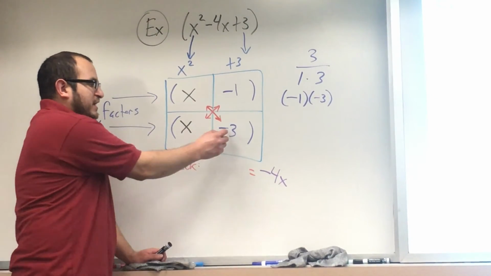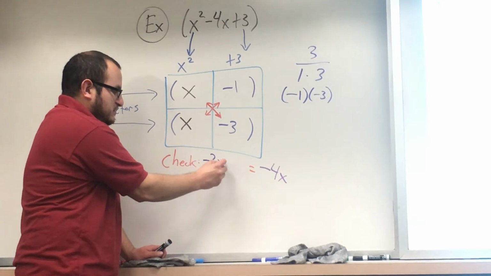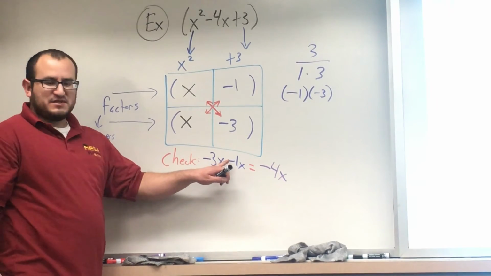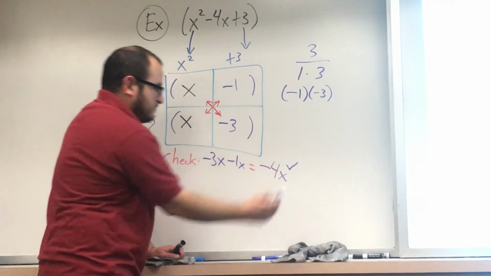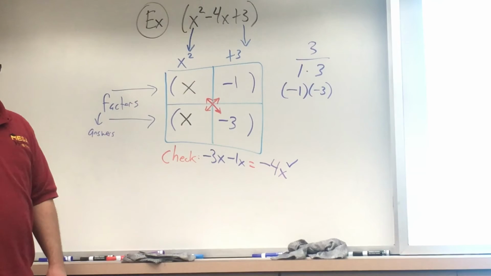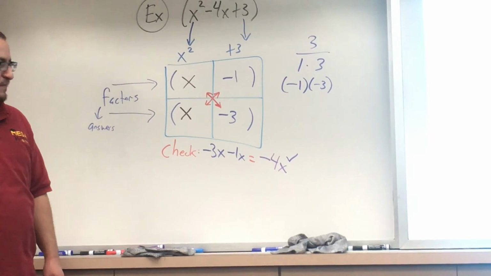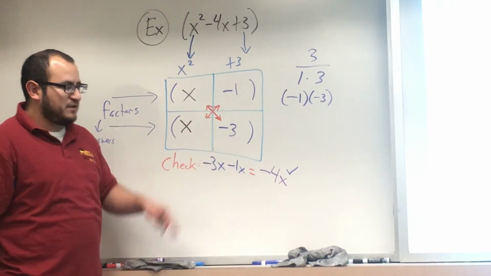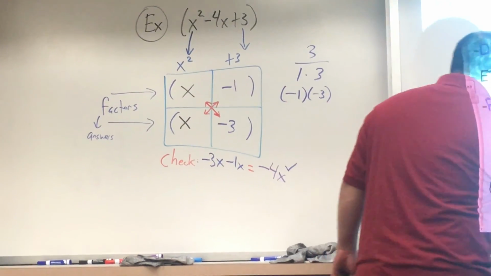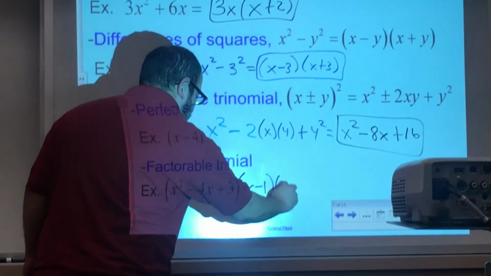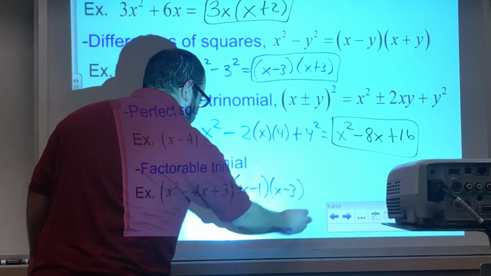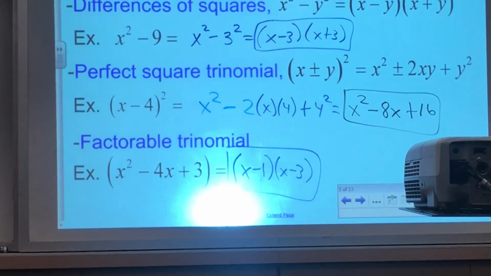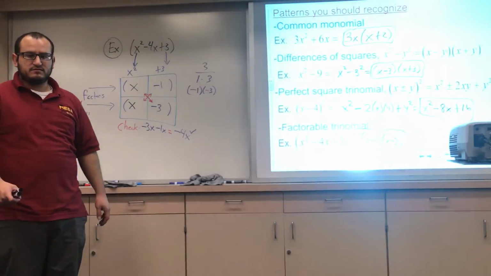Okay? So negative 3 times x is negative 3x. Negative 1 times x is negative 1x. Negative 3 plus negative 1 is negative 4x. It checks out. Okay? So that's our goal. Okay? All right, so what are your answers? Your answers go this way. So x minus 1 times x minus 3. Let's go ahead and place that here. So this is a method called the box method for factoring.